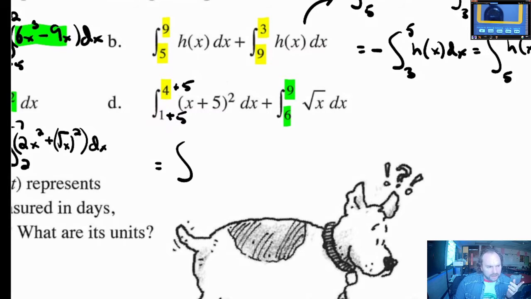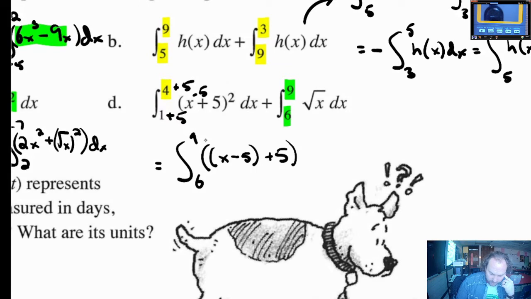If you do that, you have to subtract 5 from x inside of the parentheses. So I'm going to rewrite the first integral as the integral from 6 to 9 of, in parentheses, x minus 5, close parentheses, plus 5 squared dx, plus the integral from 6 to 9 of the square root of x dx, like that.